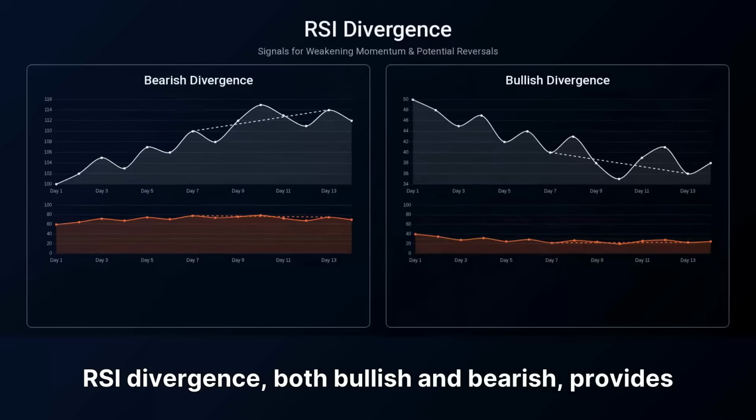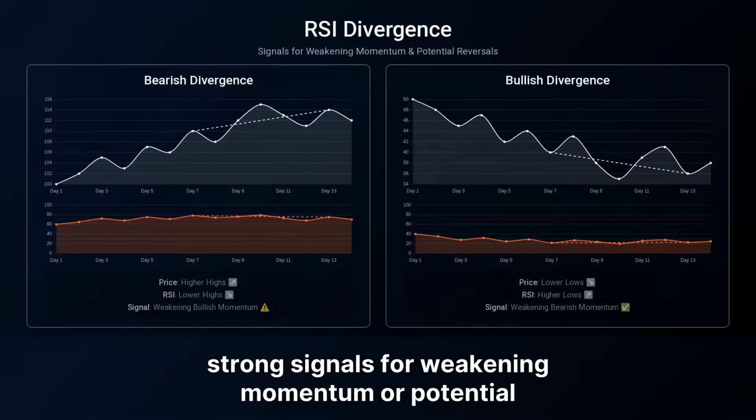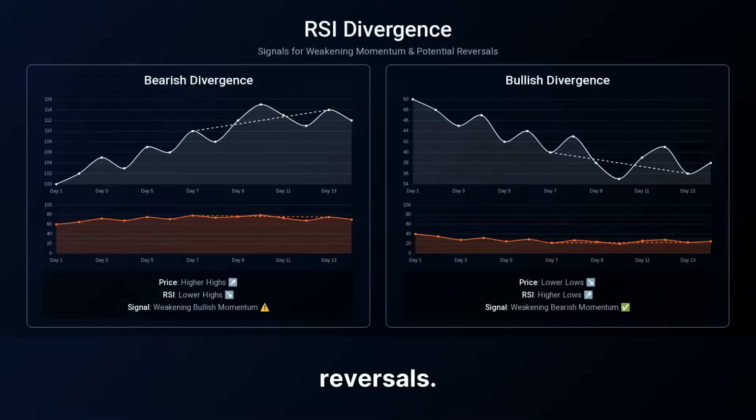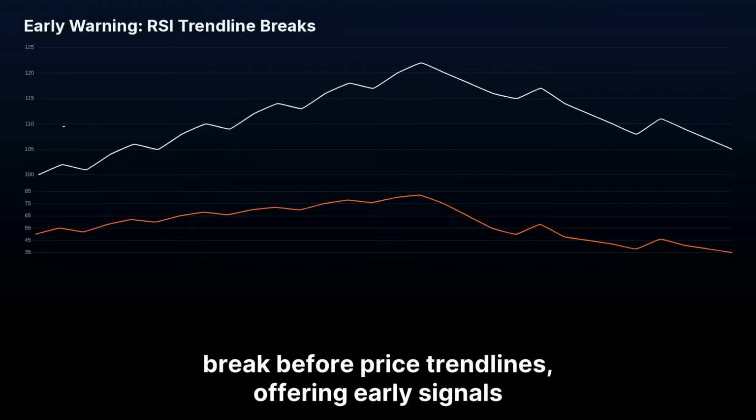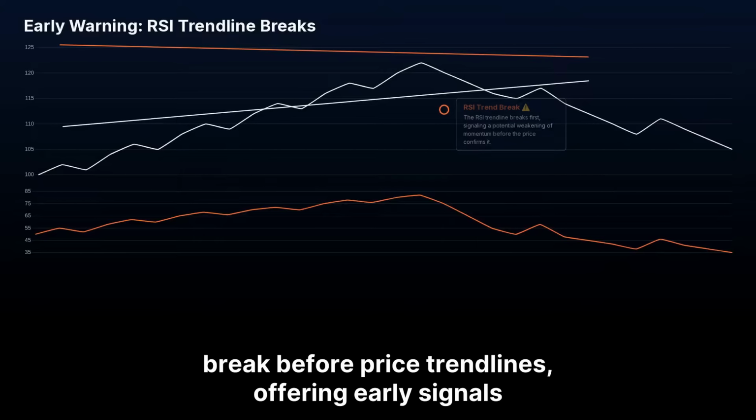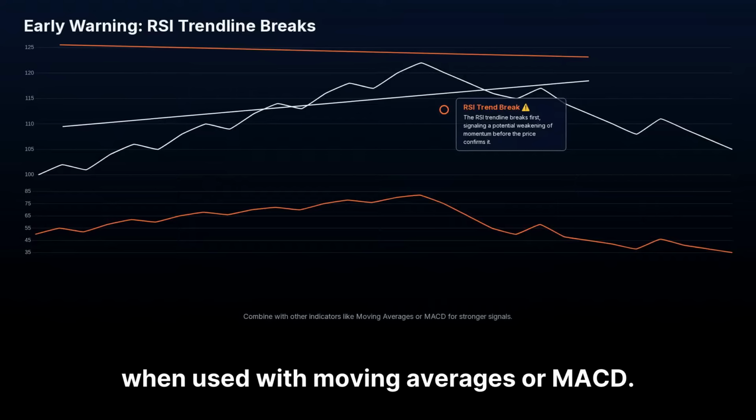RSI divergence, both bullish and bearish, provides strong signals for weakening momentum or potential reversals. Additionally, trend lines drawn on RSI can often break before price trend lines, offering early signals when used with moving averages or MACD.